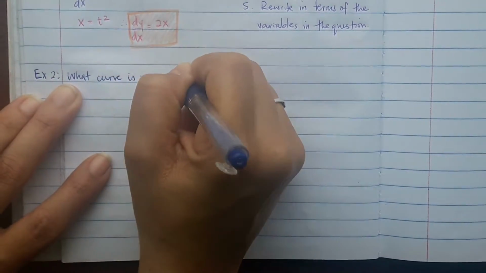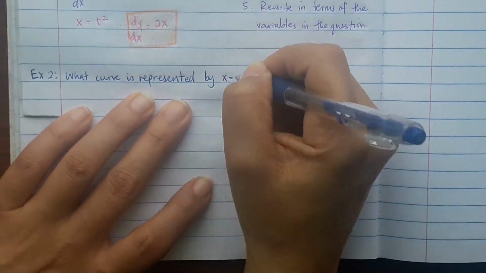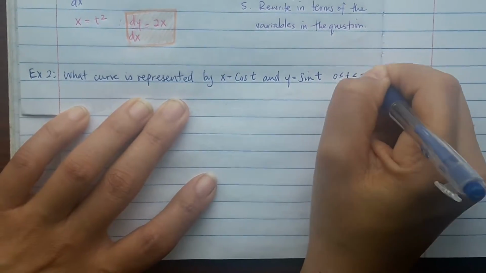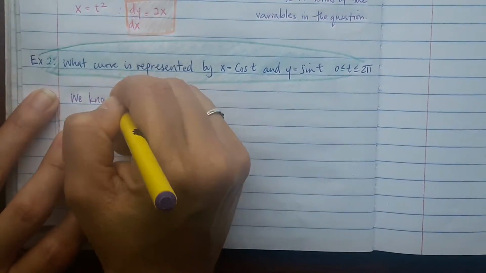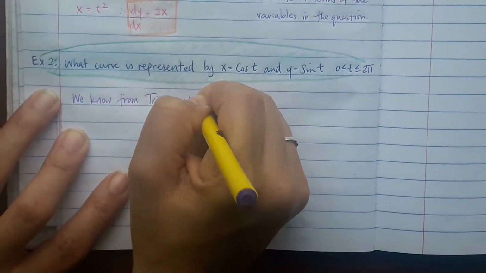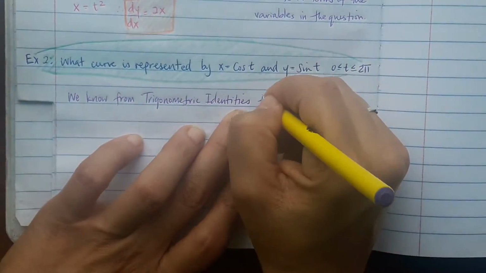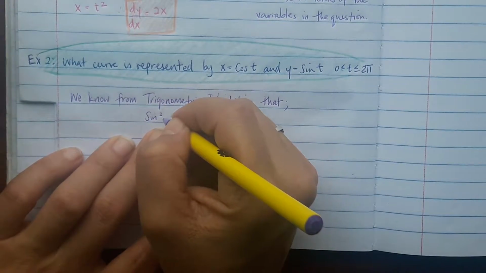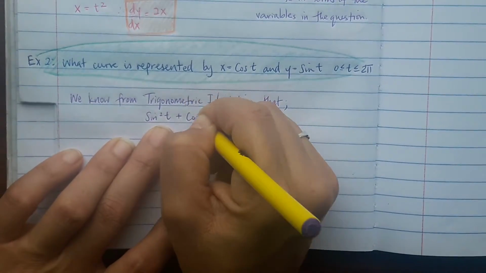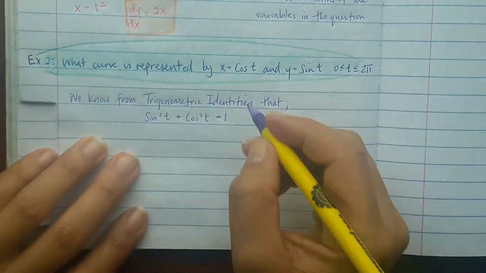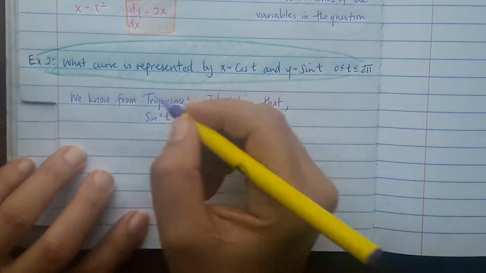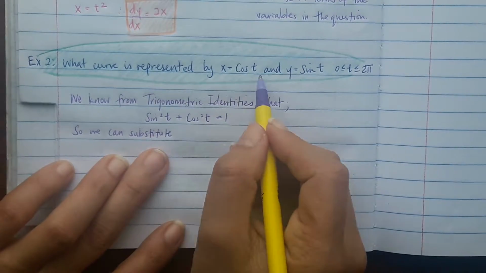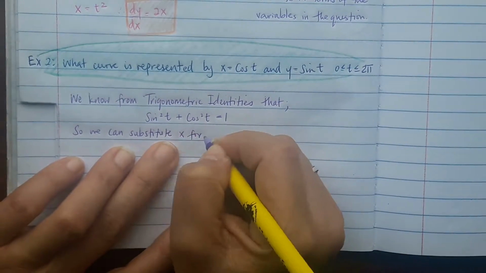Let's take a look at another example, which you'll see has nothing to do with what we did in the first place. You just have to practice these questions, no other way. What curve is represented by x equals cosine t and y equals sine t in that interval? You know from trig identities that sine squared t plus cosine squared t is equal to 1. Now we can substitute what we have in our question: x for cosine t and y for sine t.